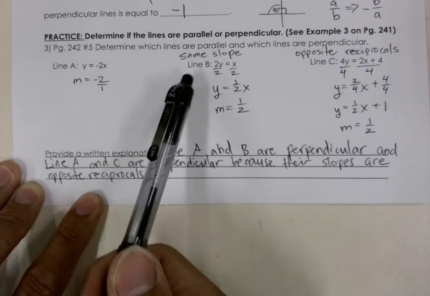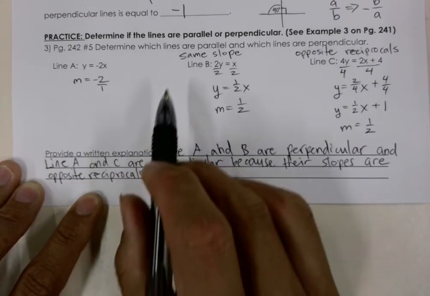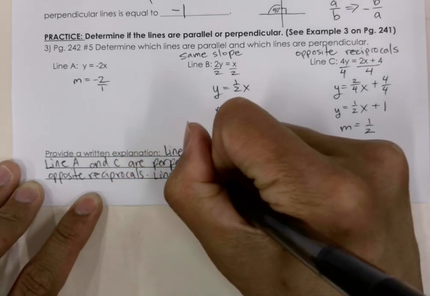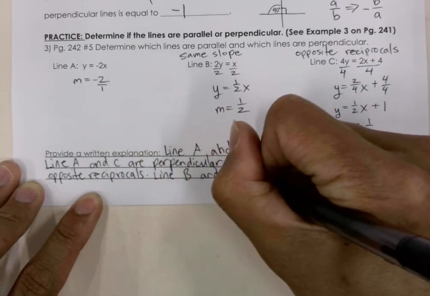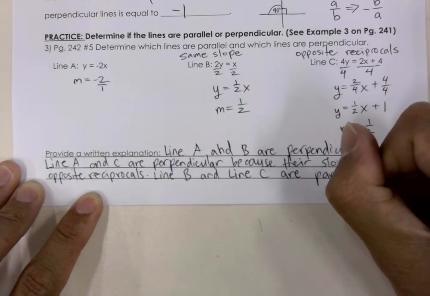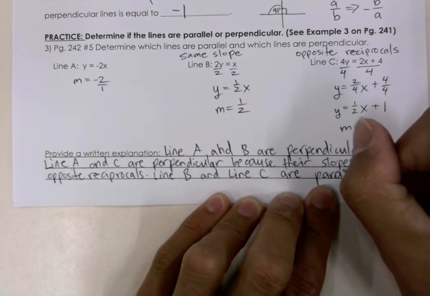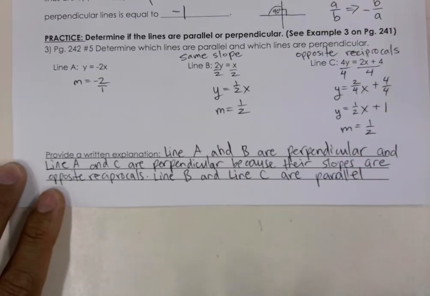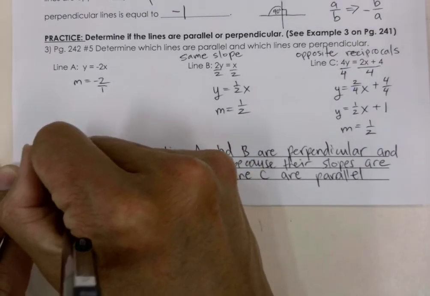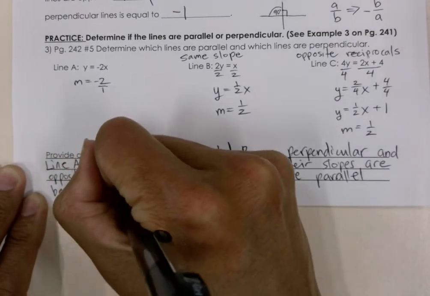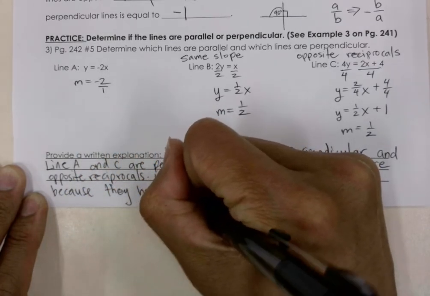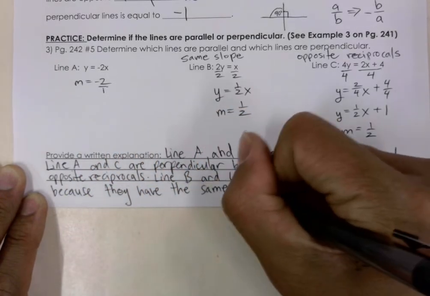And line B and line C are parallel. Why? Because they have the same slope.